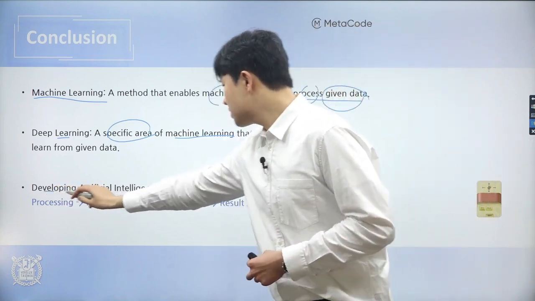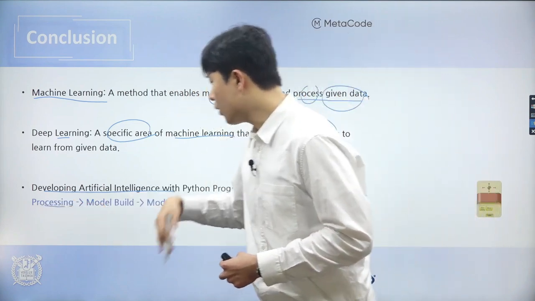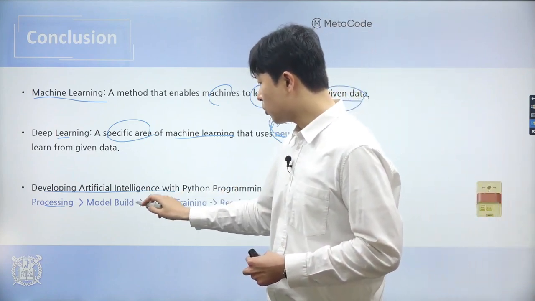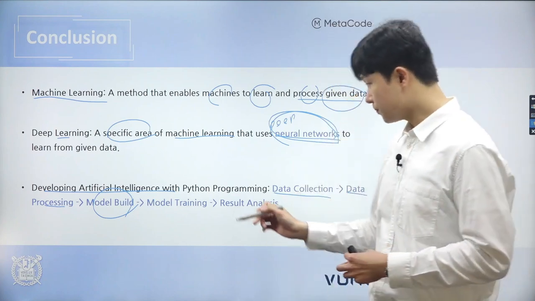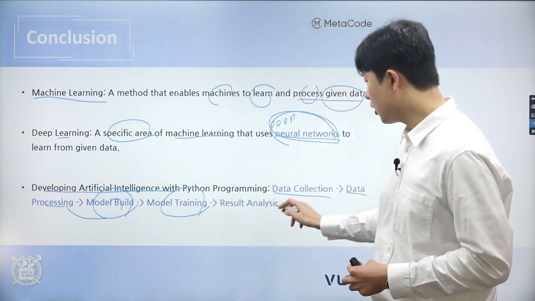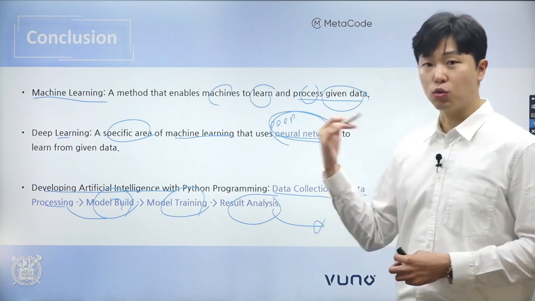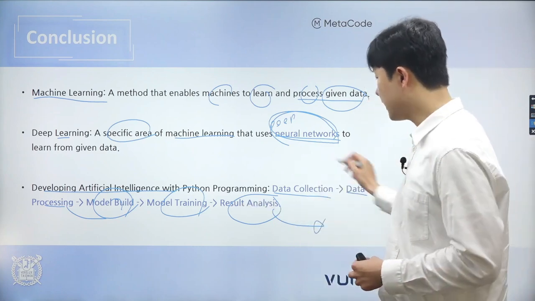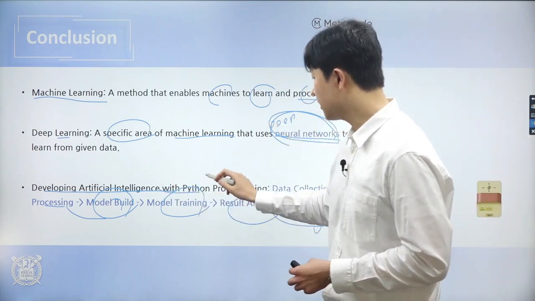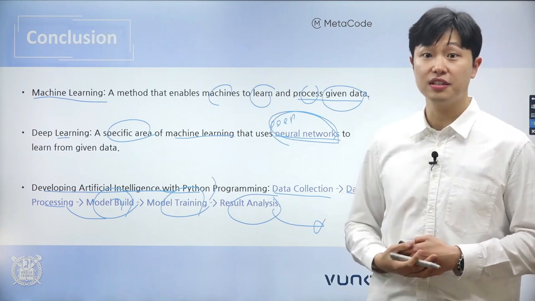Next, we explored how to develop artificial intelligence using Python programming, which involves 5 key steps: data collection, data processing to enhance model training, model building, model training by inputting refined data, analyzing the results, and if satisfactory, deploying them or writing research papers. If the outcomes are unsatisfactory, we iterate through the steps until we achieve a successful model. And with that, we'll conclude our lecture on Introduction to AI.